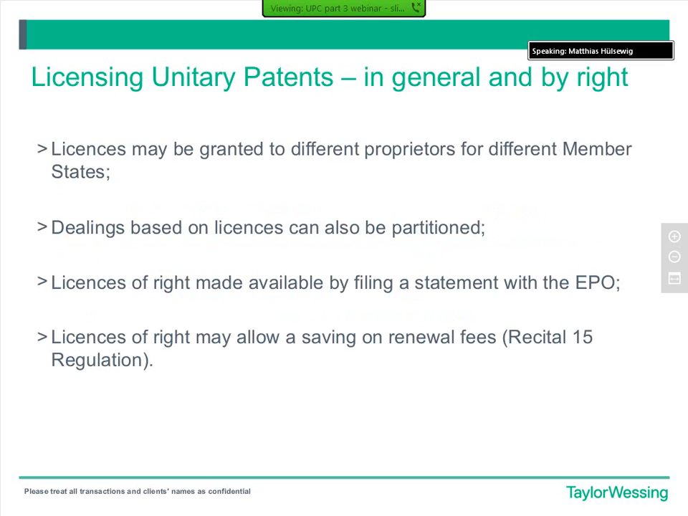Although a unitary patent must be transferred in its entirety, the regulation states that a unitary patent may be licensed in respect of the whole or, please note, part of the territories of the participating member states. The implication of this provision is not only that licenses may be granted to different licensees for different participating member states, it also means that any dealings that are based on licensing, such as charging a patent, for example, will also be possible for the whole or a part of the territories of the participating member states.